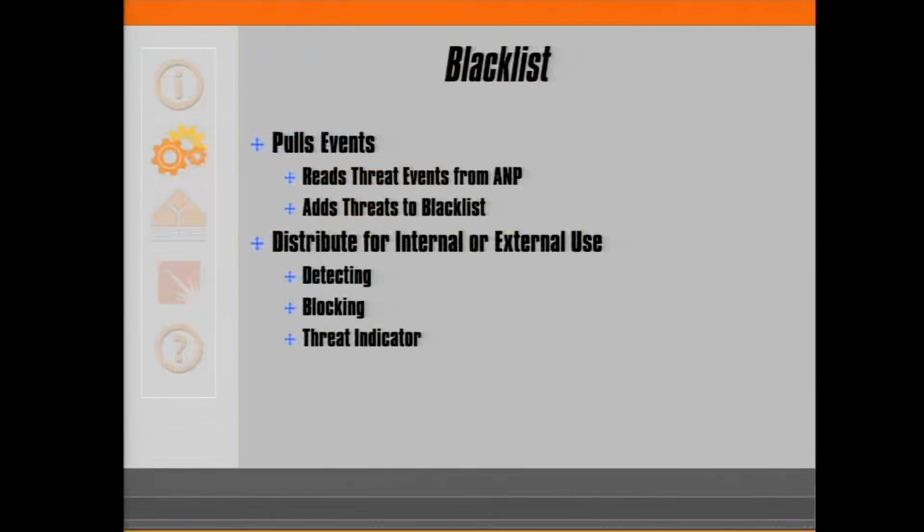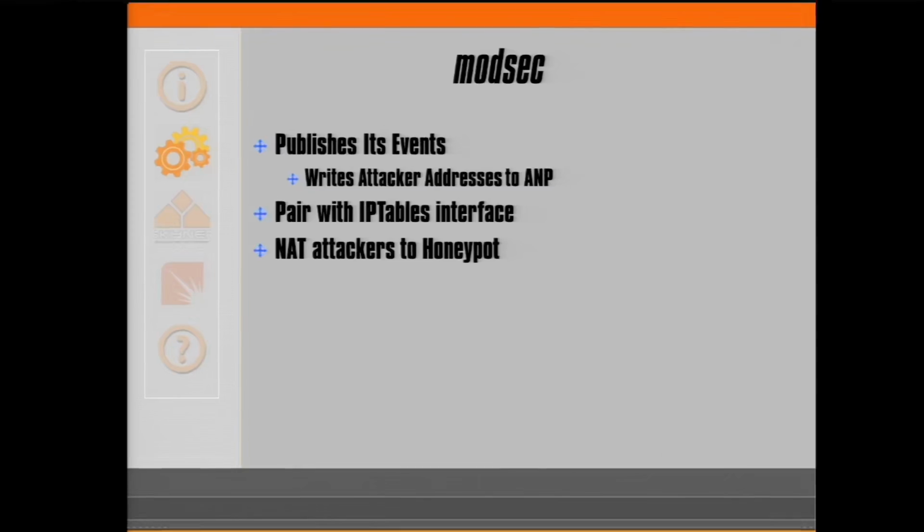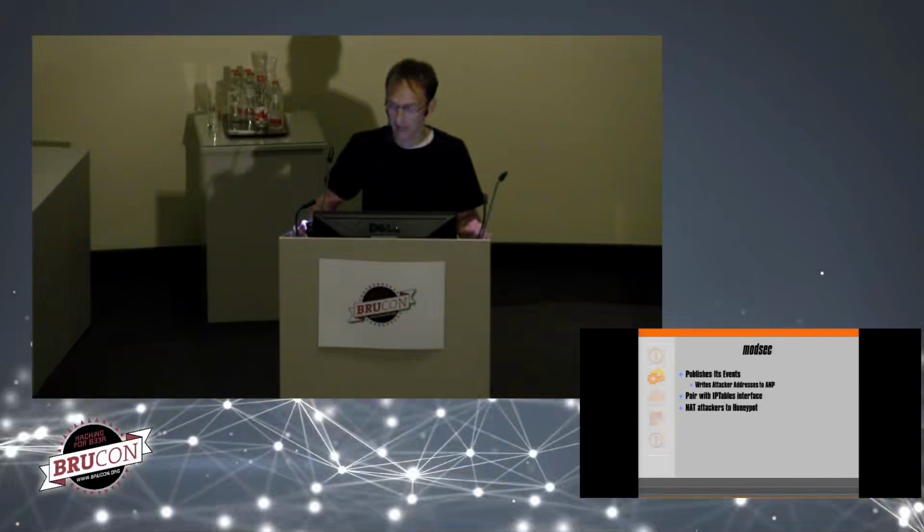We have a blacklist interface that pulls events, reads threat events from ANP, and then adds the threats to a blacklist. You can distribute that for internal use or external use, detecting, blocking, threat indicator for analysis. The ModSec interface publishes events to ANP, writes the attacker address to ANP. Pair with IP tables, and you can add an attacker to a honeypot.